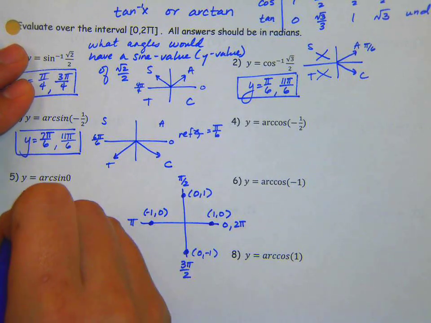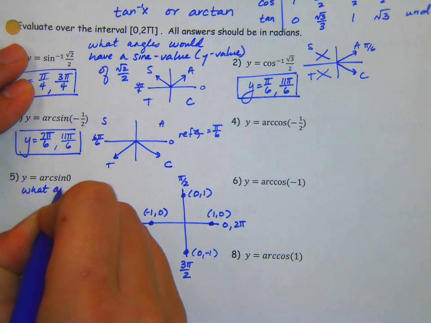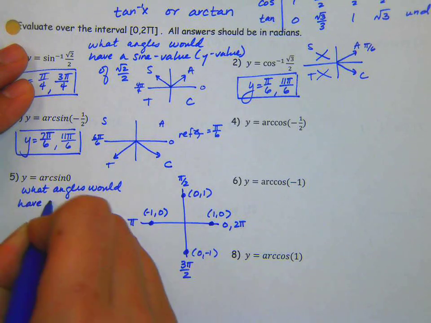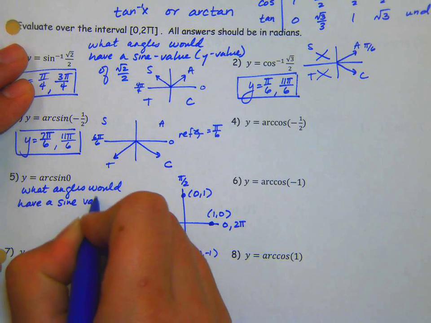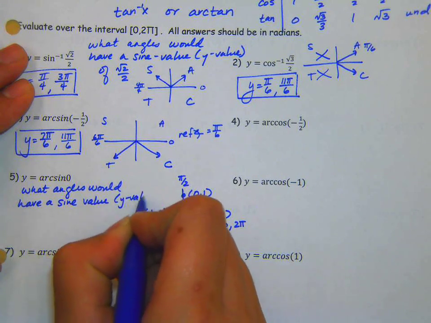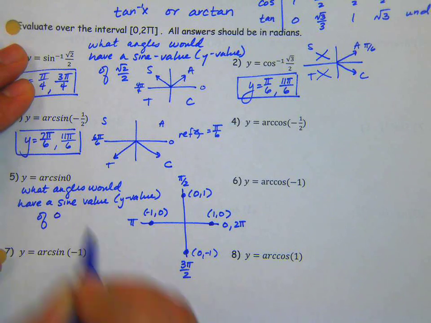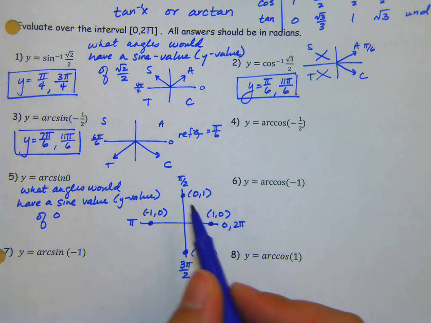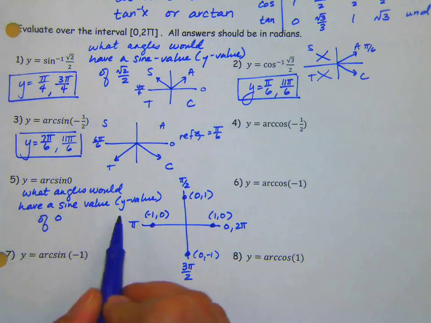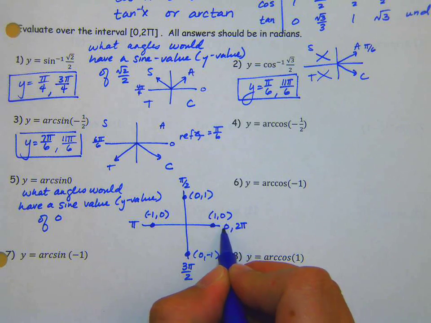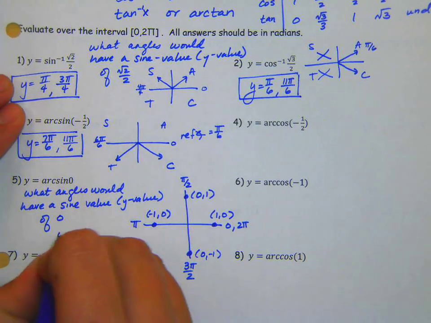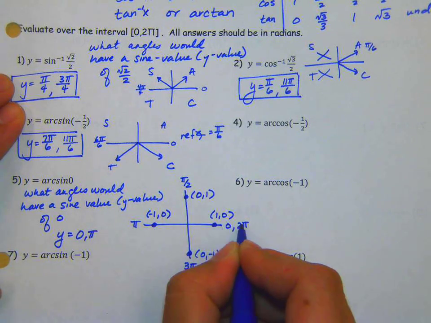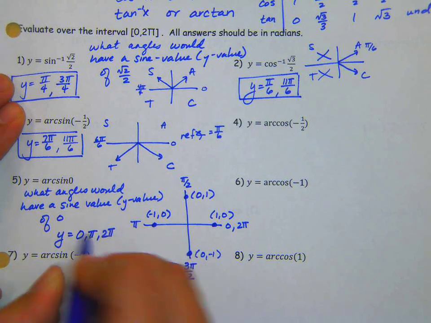So we're thinking what angles would have a sine value, so we're thinking y value of 0. Okay, so let's take a look. If I go around this unit circle at my quadrantal angles, the ones that have a y value of 0 would be 0, pi, so let me list these out, 0, here's pi, and went all the way around, be 2 pi. So all 3 would be my answer.